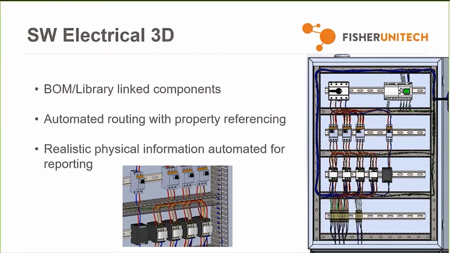There's also realistic physical information that can be automated for reporting. So not only do you get this great render of your project, but you can have things like duct fill or even wire length reported back. And this information can really be used to optimize your control over the manufacturing process. With the way the industry is moving today, with outsourcing, being able to speed up your manufacturing process by reporting wire length is a tool that would be available with the SOLIDWORKS 3D add-on.